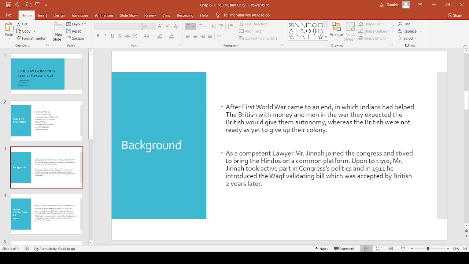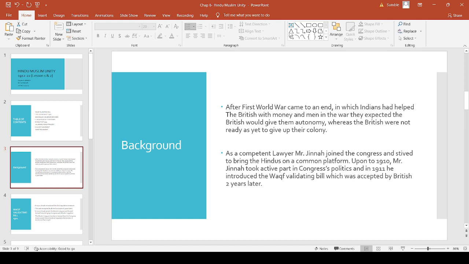As you know, the First World War had just come to an end, in which the Indians had helped the British with money and men. In return, they expected that the British would give them autonomy, whereas the British were not ready as yet to give up their colony.